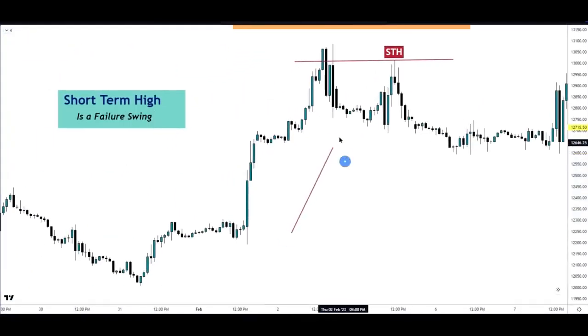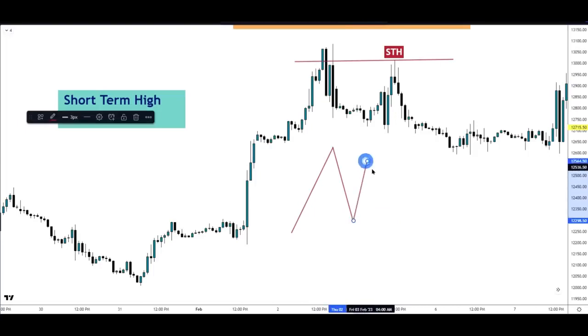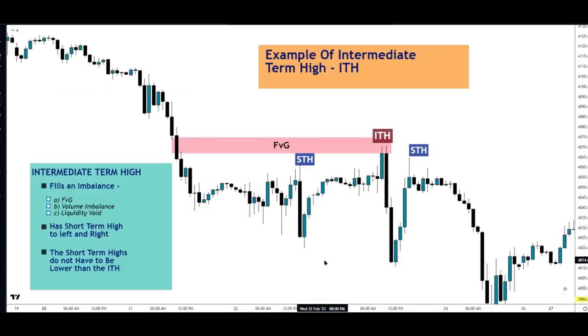Anytime a high is put in, this is something you will see almost every single time. It goes back down, comes back up, and this is going to give you a really great entry. Almost every reversal is going to have a short-term high being put in, and then it will continue down.